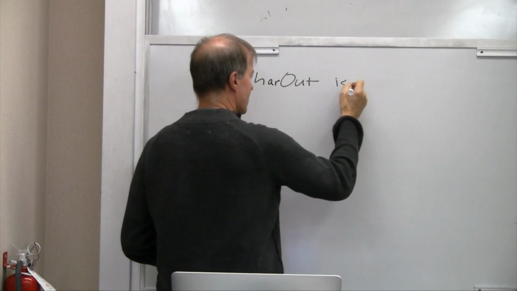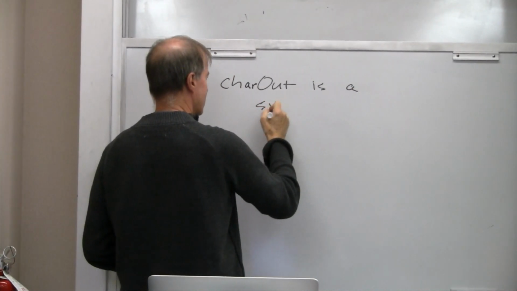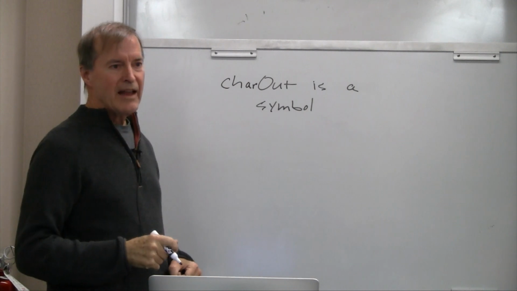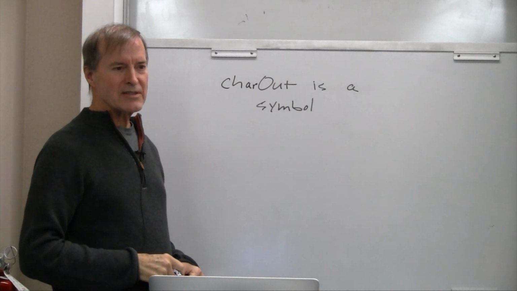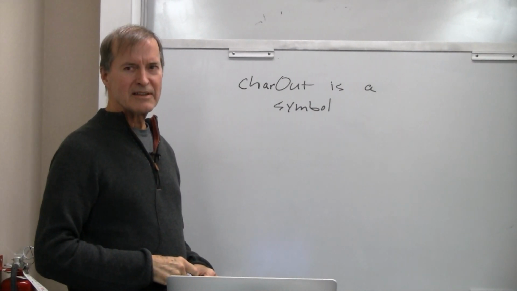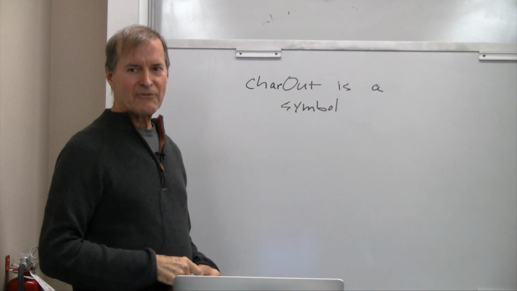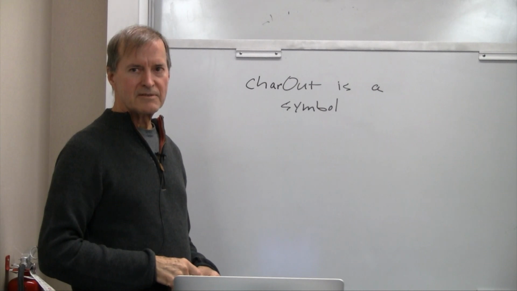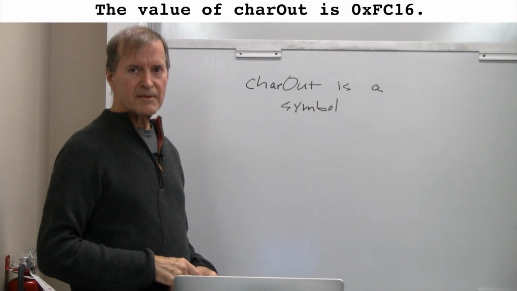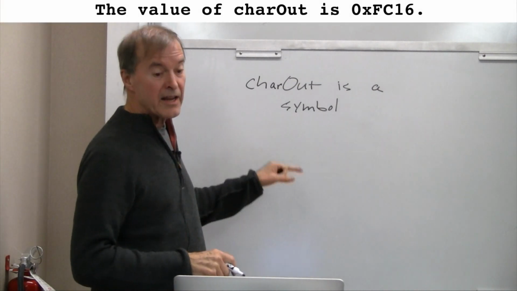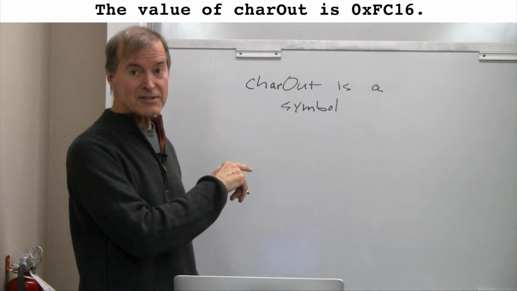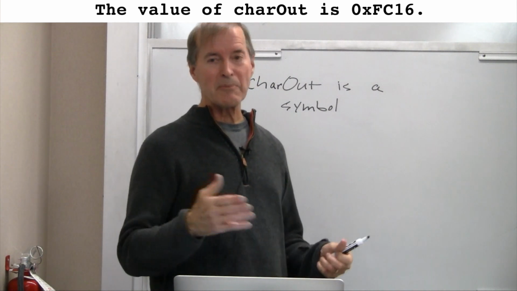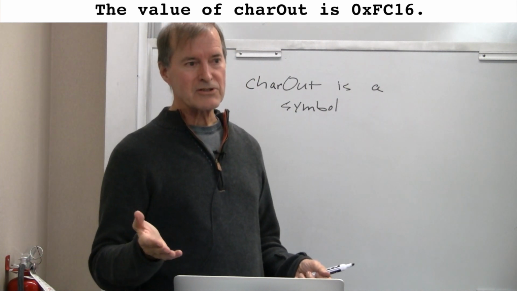Char out is a what? It's a symbol. It's a symbol built into the assembler. And now, do you remember where the output device is? What was it? FC15? FC15 or FC16? Output is FC16. Oh, yeah. So guess what the value of char out is? FC16. Yeah, that's the value. So now you don't have to remember that. You can just use the char out symbol.